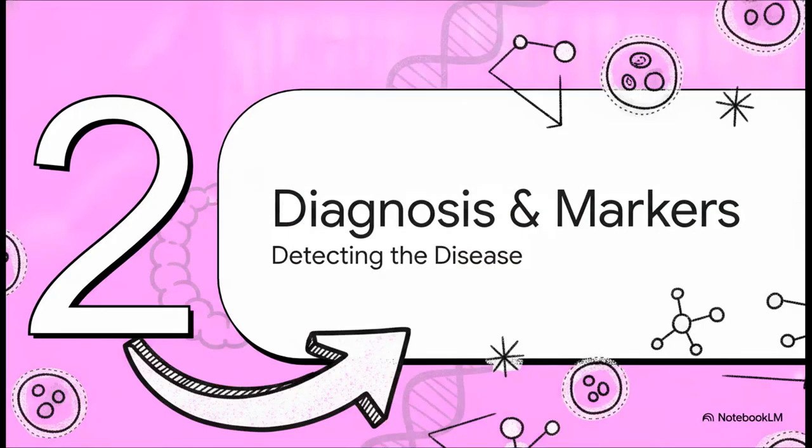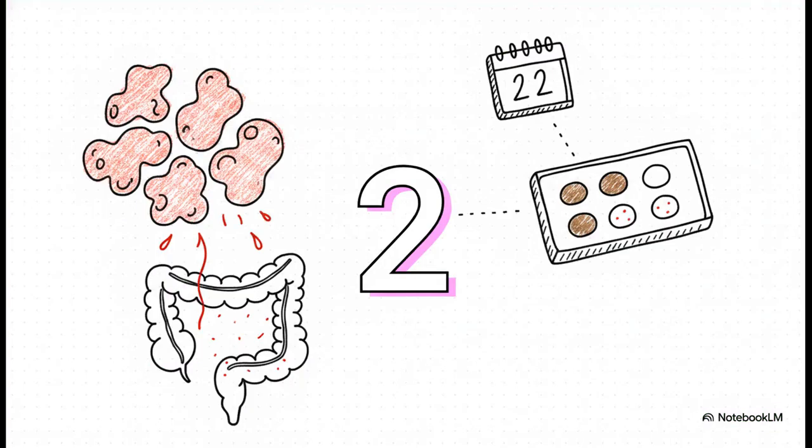Let's move to Section 2 and see how this builds. We've looked at the physical symptoms, so how do we clinically detect the disease? Well, as tumors grow, they get fragile and they bleed. This causes microscopic amounts of blood to mix in with the stool. Because of this, one of our primary screening tools is a fecal occult blood test.